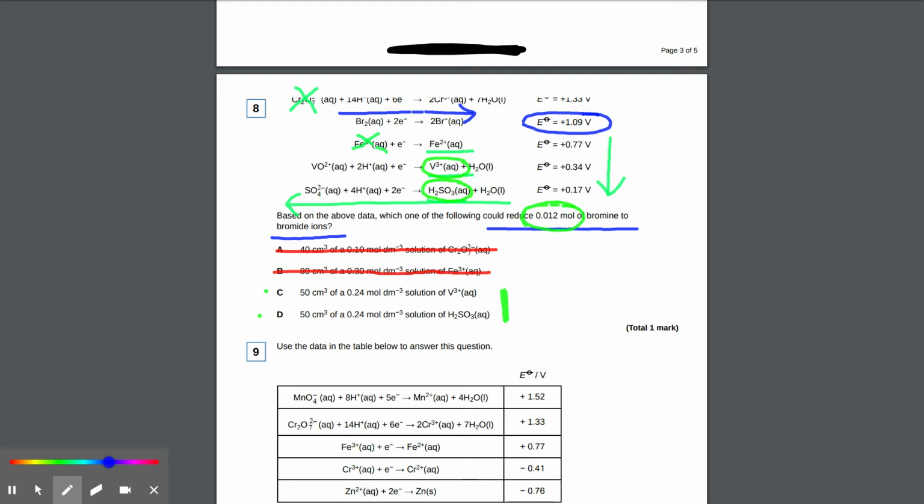Vanadium 3 plus, for an equimolar concentration, will actually generate half the number of electrons that the bromine requires. Bromine requires 2 electrons. Vanadium 3 plus will only generate 1, so it won't generate enough. H2SO3 will generate, for an equimolar solution, the same number of electrons that the bromine requires. So the more likely correct answer in this situation is going to be answer D.